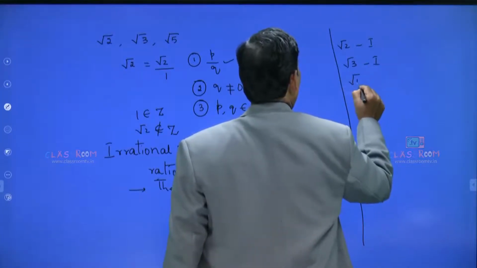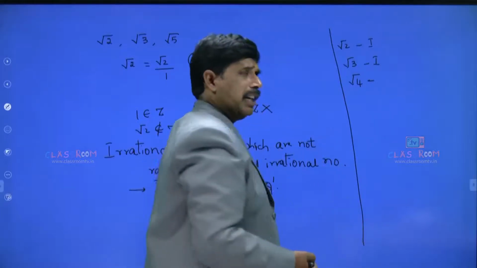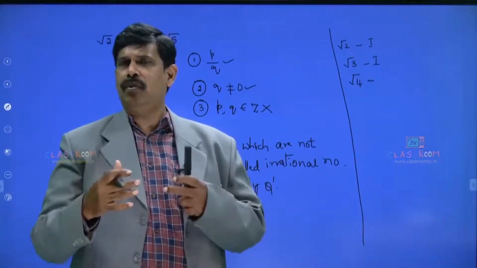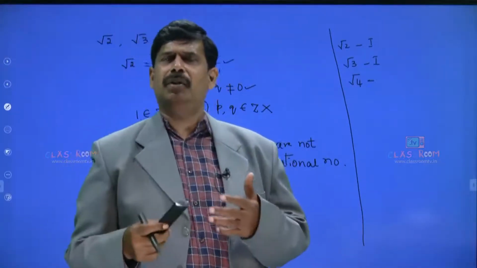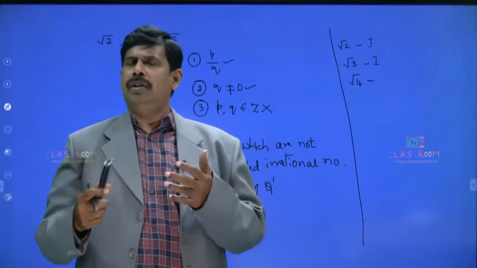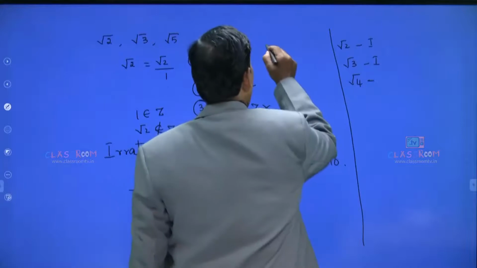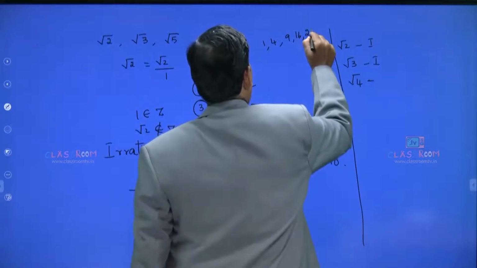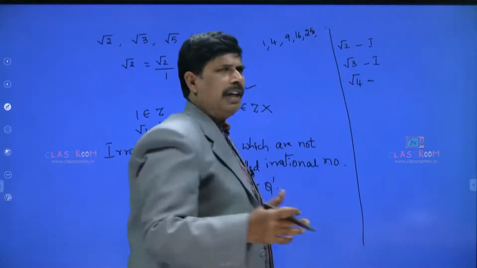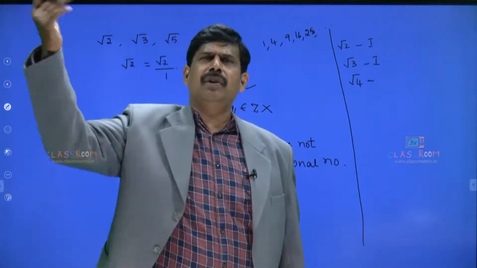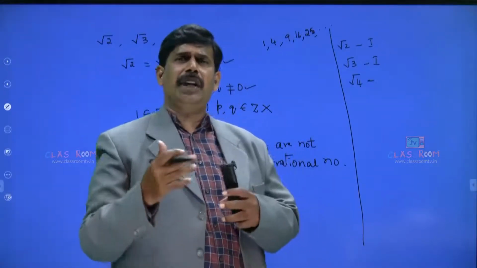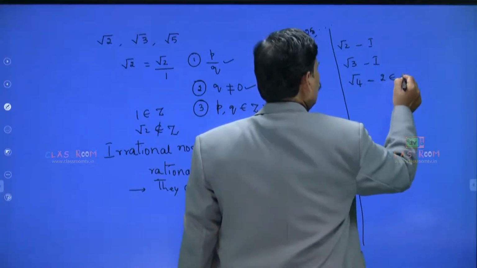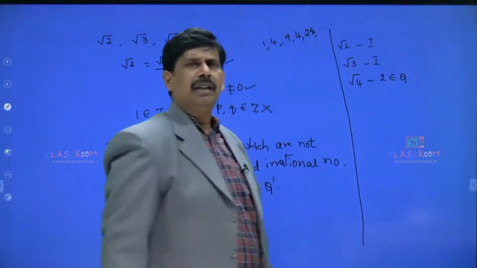What about root 4? Is it an irrational number? You know perfect squares, perfect square numbers. If a number is multiplied by itself, you get the square number. So what are the perfect square numbers? The perfect square numbers we have are 1, 4, 9, 16, 25, 36, 49, 64, like that. Now what happens if you take the under root of those numbers? So under root of 4 is 2. So this 2 is a rational number.